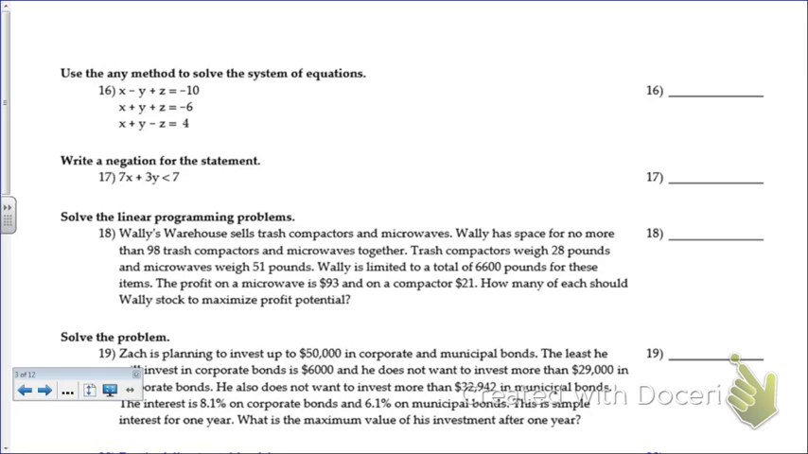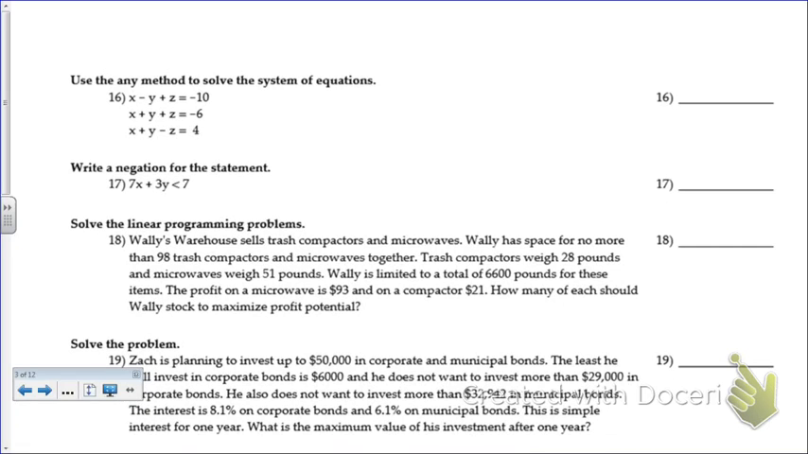Alright, number 17. It says write a negation for the statement. We're not changing the statement, we're just changing that inequality. So if 7x plus 3y is not less than 7, then it's greater than or equal to. It's not just greater than. You have to include greater than or equal to. So my answer would be 7x plus 3y is greater than or equal to 7.